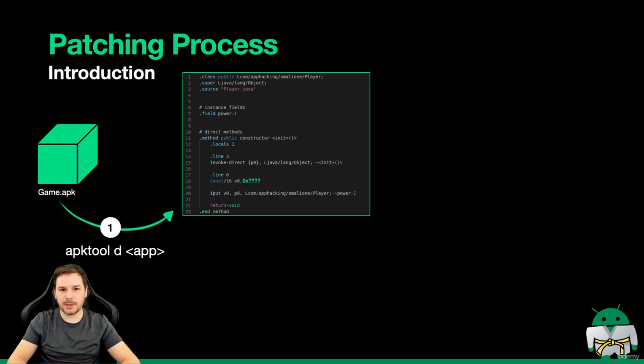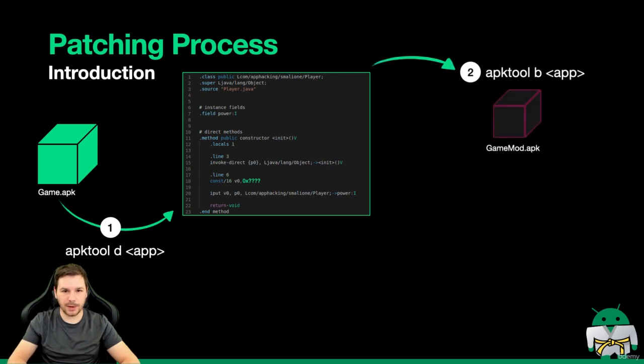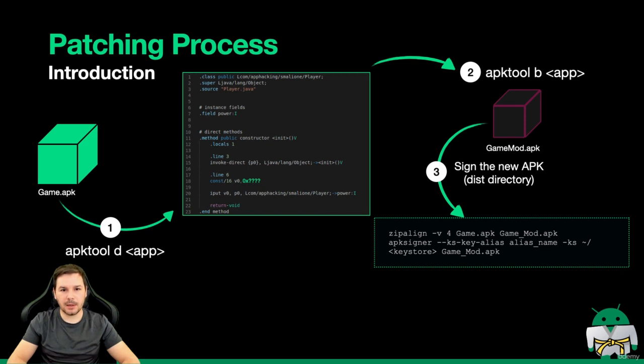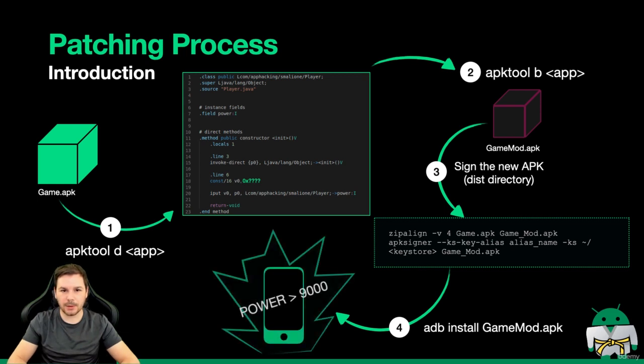Alrighty. Afterwards, we need to build back this application. So we use the APK tool b command to get our modified version. Then we have to sign this application and we use the zipalign and apksigner approach in case we have to deal with Android 11 applications in the future. After signing this application, we can then use the adb install command to check this out. And after installing this application, we take a look into the adb logcat, and then we will see if our player power is over 9000 or not.